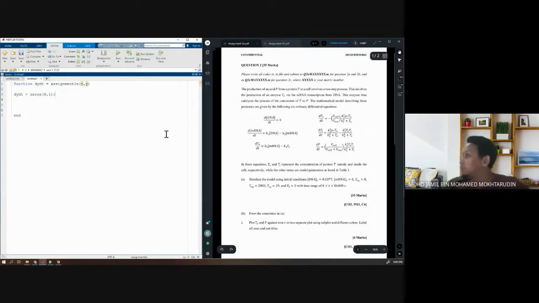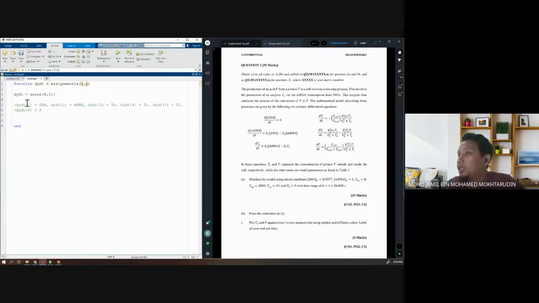Okay, then we can write the equations for the ODE. So to avoid confusion, maybe you can name it. Let's say dy dt1 is DNA, dy dt2 is mRNA, dy dt3 is TE, dy dt4 is T0, dy dt5 is Ti, and lastly dy dt6 is T.